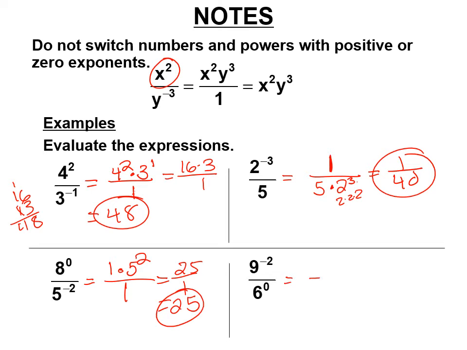All right, so the 6 to the 0th is 1, right? Everything to the 0th is 1. The 9 squared goes down here. There's a 1 because nothing else is left up there, right? And this is 1 over 9 squared times 1, or 1/81st. That's how you say that, 1/81st.